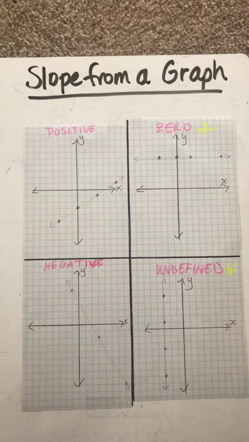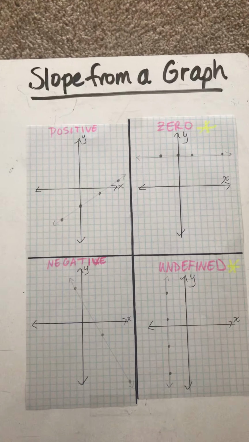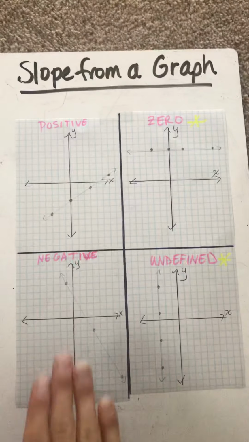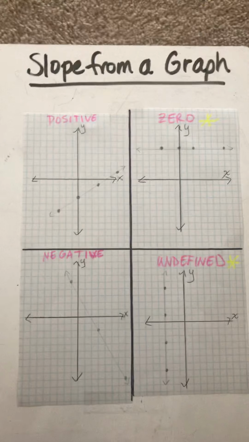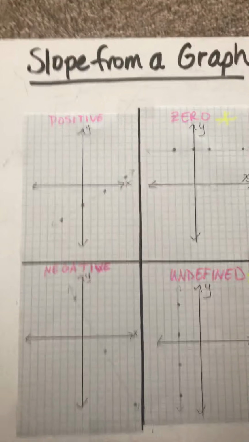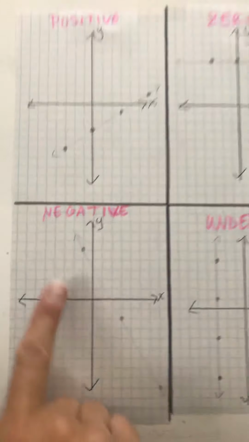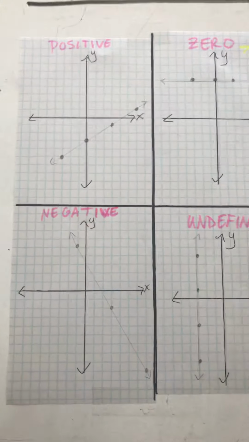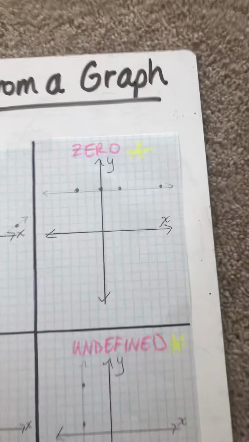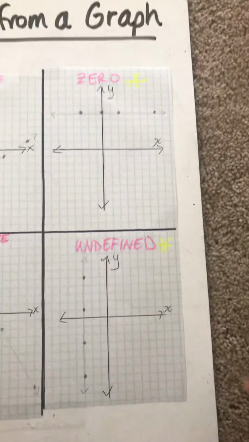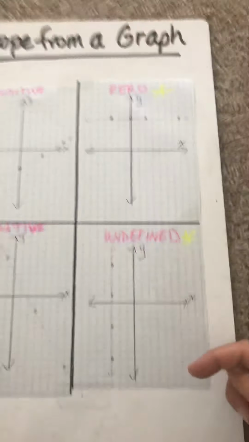We're going to take a look at how to calculate slope from a graph. Now, there are basically 4 ways to describe slope, just in general. You can have a positive slope value. You can have a negative slope value. You can have a slope that will be 0, which is also the value itself. And you can also have a slope that's going to be known as undefined.